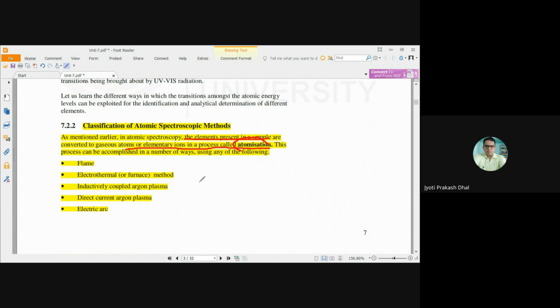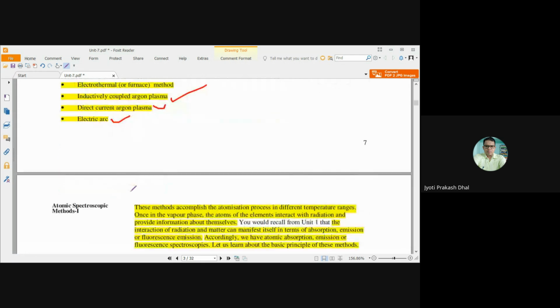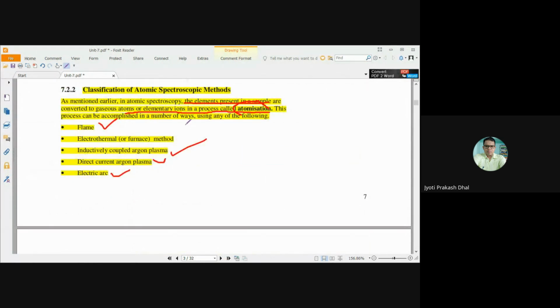The process of atomization can be done in various ways. For example, that can be done using a flame or electrothermal method, or by using a furnace, or the third one is by inductively coupled argon plasma, or the next one is direct current argon plasma, or the next one is electric arc. So these are the various processes of atomization.